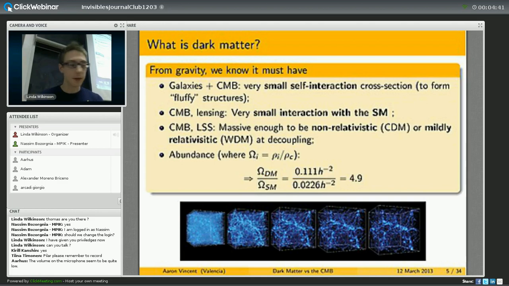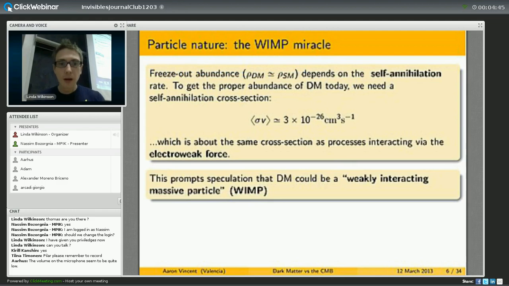And this in itself is quite interesting, because to get abundances of the same order of magnitude, you can assume that dark matter was in thermal equilibrium.